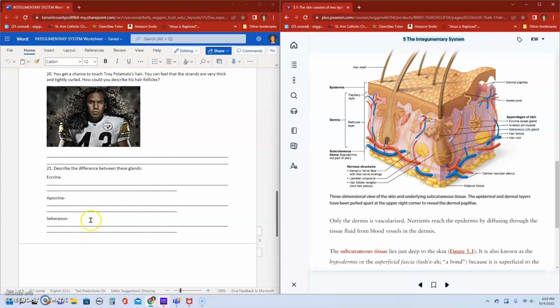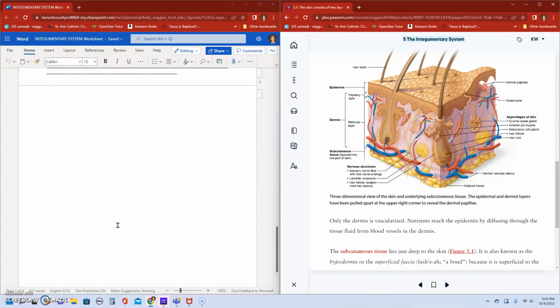Sebaceous glands also dump into the hair follicles, as both of these do. Sebaceous glands are the ones that are holocrine glands, so the whole cell dies and the product comes out through the hair. It makes your hair soft. Excess will make your hair kind of oily. And there you go.